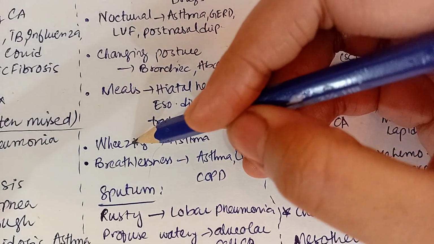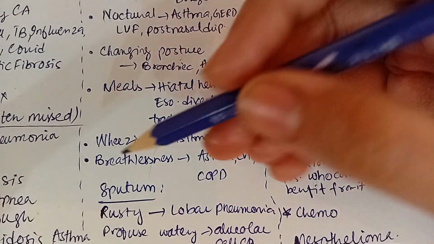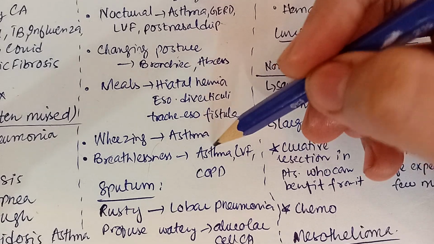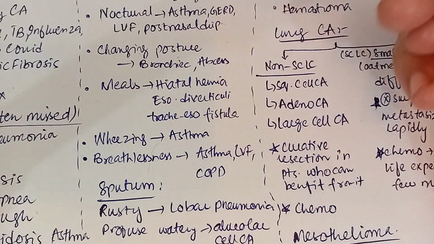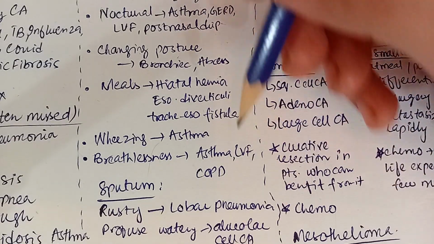Cough associated with wheezing is a classical symptom of asthma. If the breathlessness is there along with cough, there can be asthma, left ventricular failure, and COPD. And if the patient is complaining of acute breathlessness, pneumothorax can also be one of the causes.